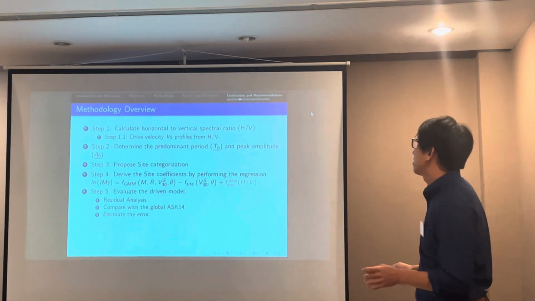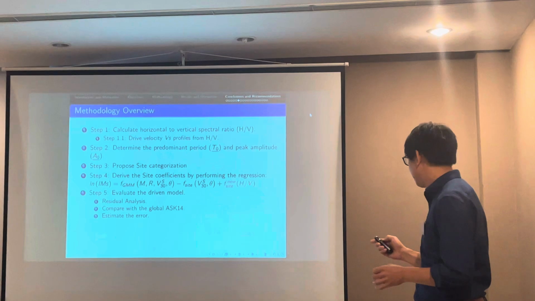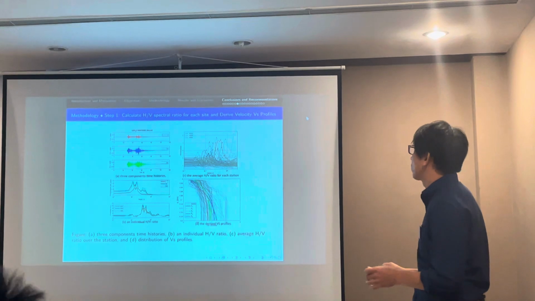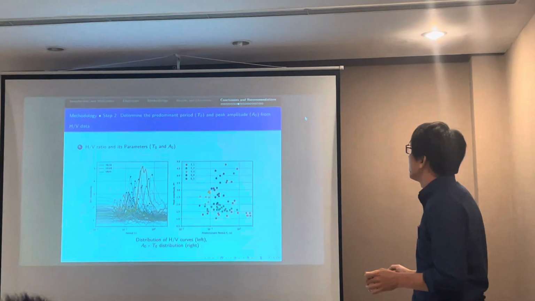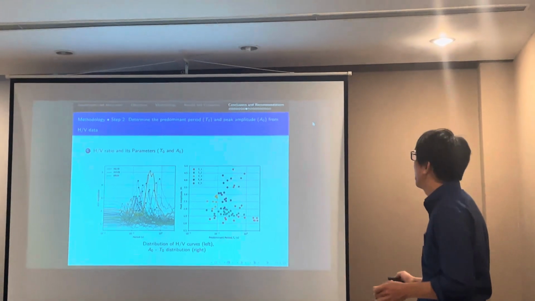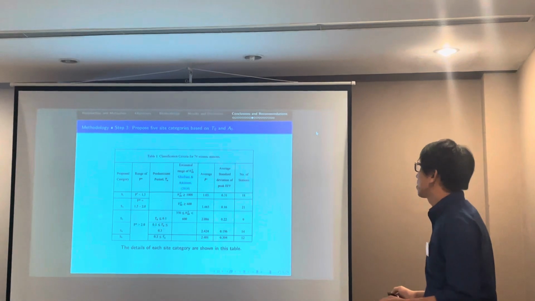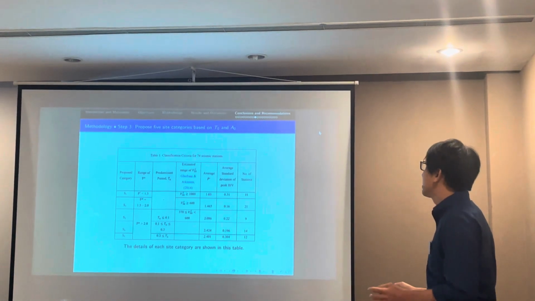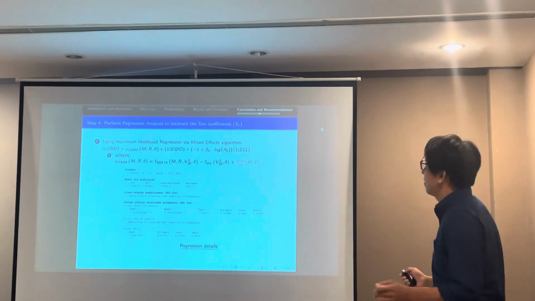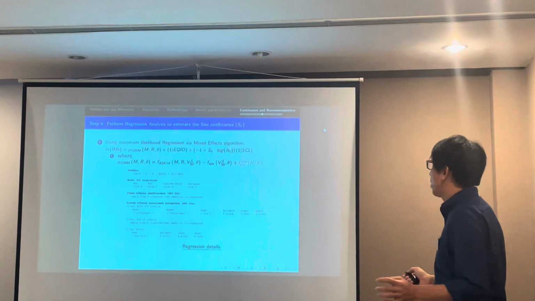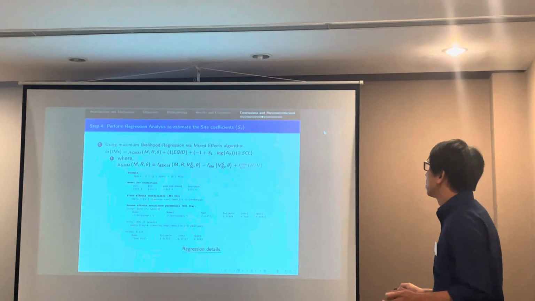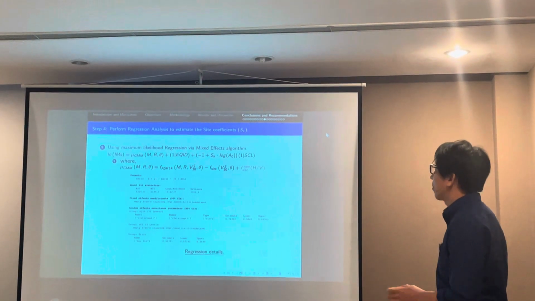Okay. Now let me discuss the methodology step by step. In step 1, we calculate the HVSR spectral ratio for each site, and we derive the velocity profile. In step 2, we derive the predominant period and peak amplitude from the HVSR data. In step 3, we propose 5 site categories based on the P0 and A0. The details of each site category are shown in this table. In step 4, we perform the regression analysis to estimate the site coefficients, and this was done using maximum likelihood regression via the mixed effect algorithm.